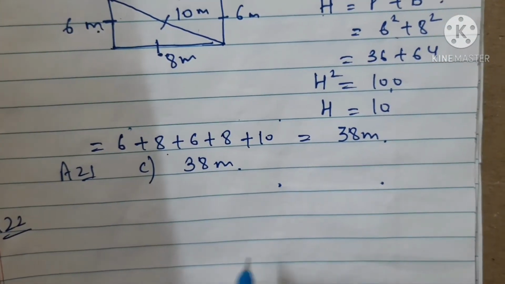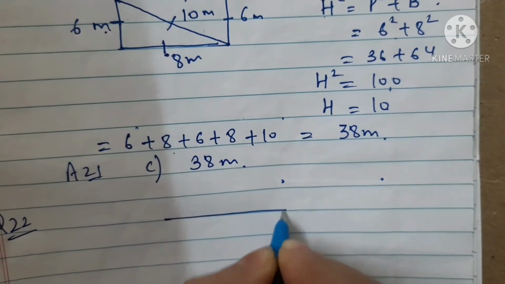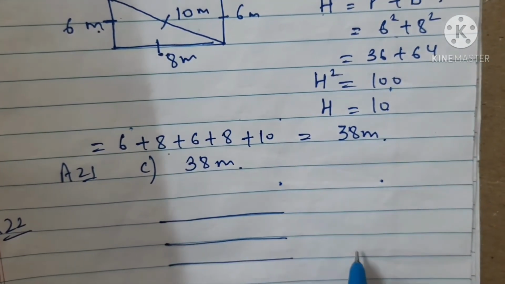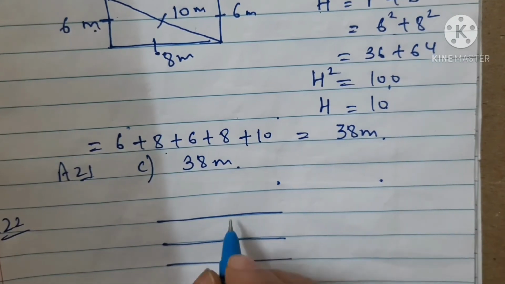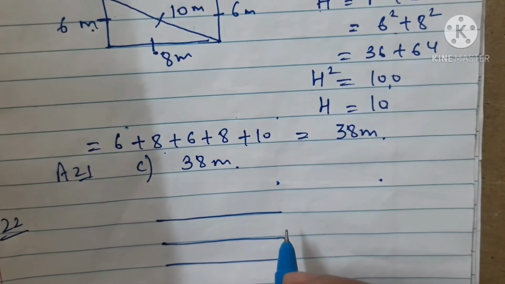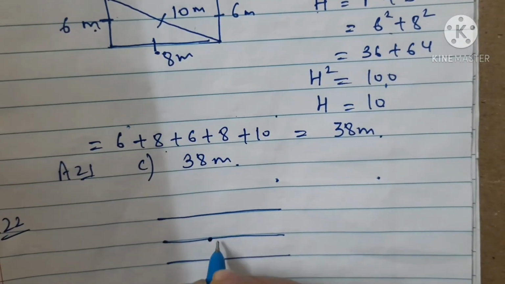Now some girls are sitting in 3 rows. Now there are 3 rows: 1, then 2 and then 3. 3 rows are there and all are facing north. That means all are facing in the upward direction. Nidhi is in the middle row. Now suppose Nidhi is here.